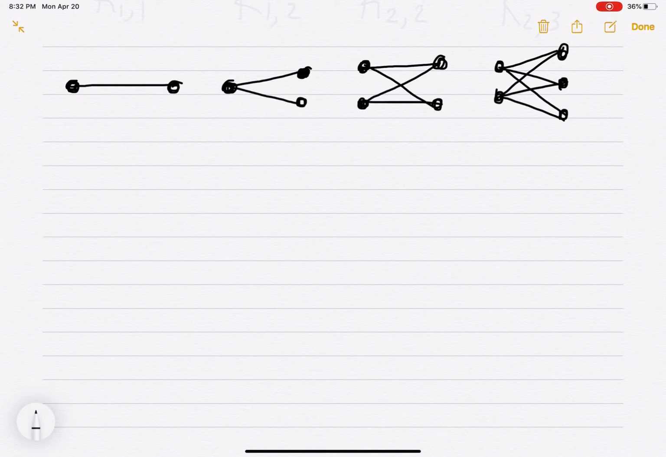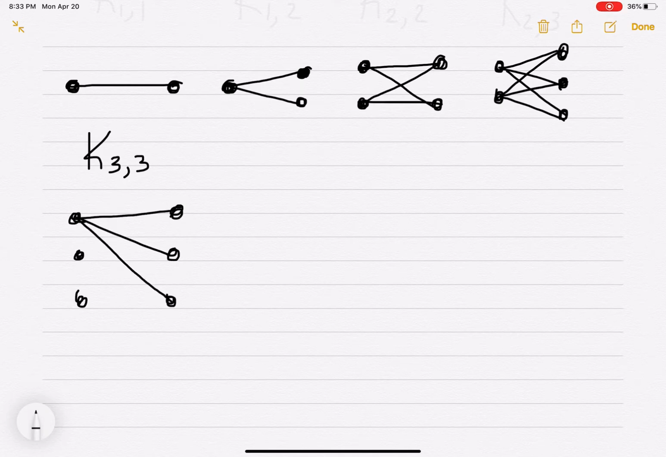All right, what else? I haven't done K_{3,3}, have I? That means I'm going to have three vertices in V1 on the left and three vertices in V2 on the right. My first vertex is going to go to all three on the right. My second vertex is going to go to all three on the right. My third vertex is going to go to all three on the right. That's K_{3,3}.